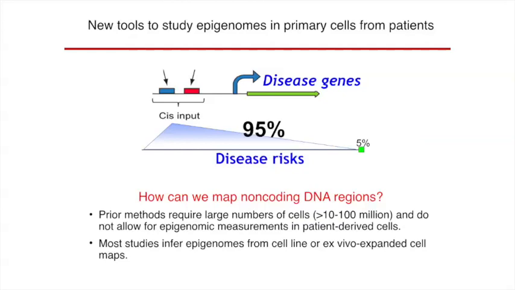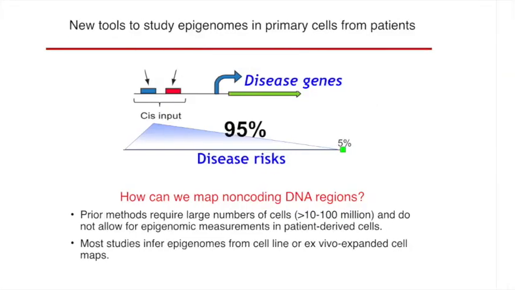The problem has been that prior gold standard technologies in the field really required a ton of cells to do this, hundreds of millions or billions of cells. And so you couldn't do this in primary immune cells, and certainly not in any serial fashion from patients. Largely people have done these types of studies for the last 10 years in cell lines or ex vivo expanded cells. So how do we actually get this to where we can apply it to patients?